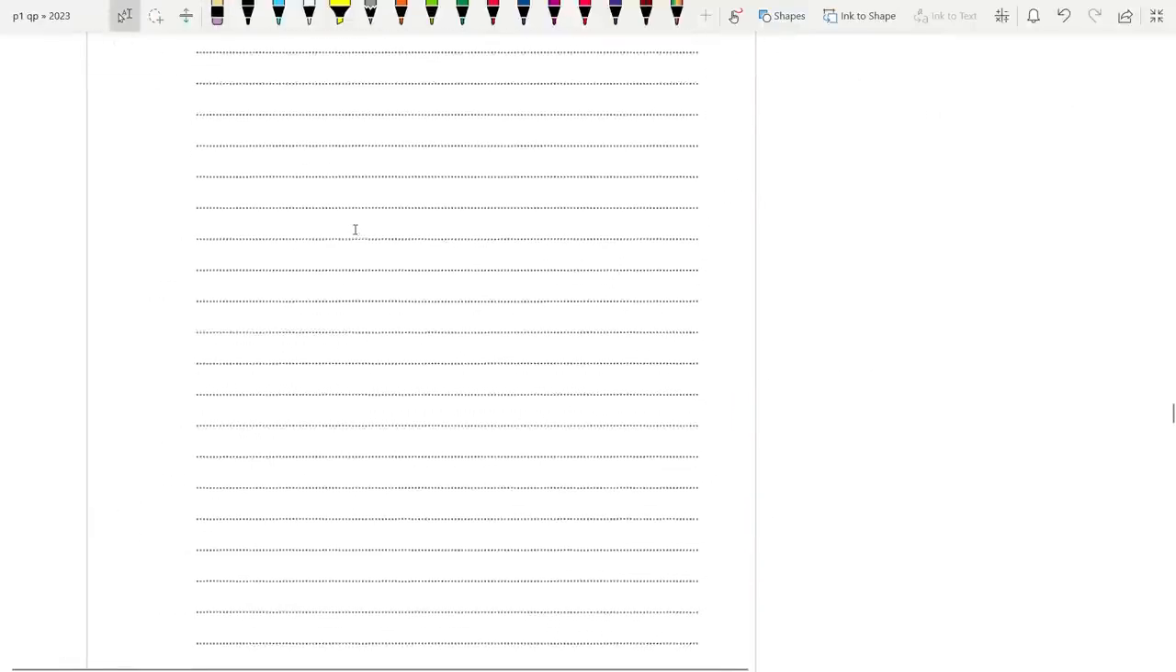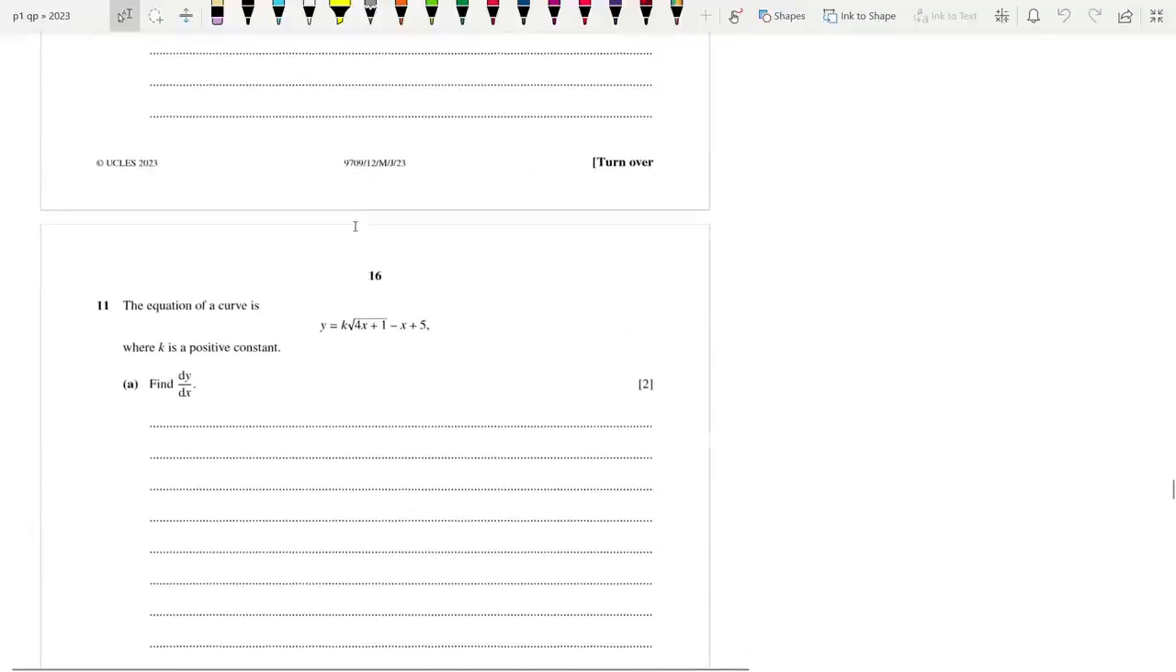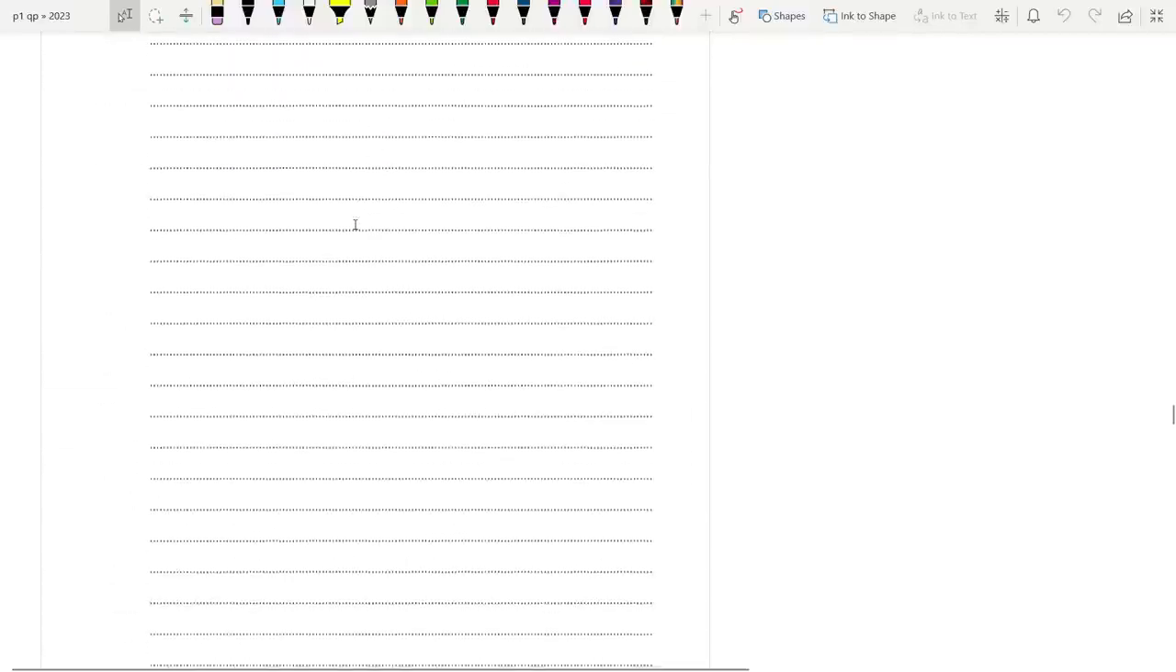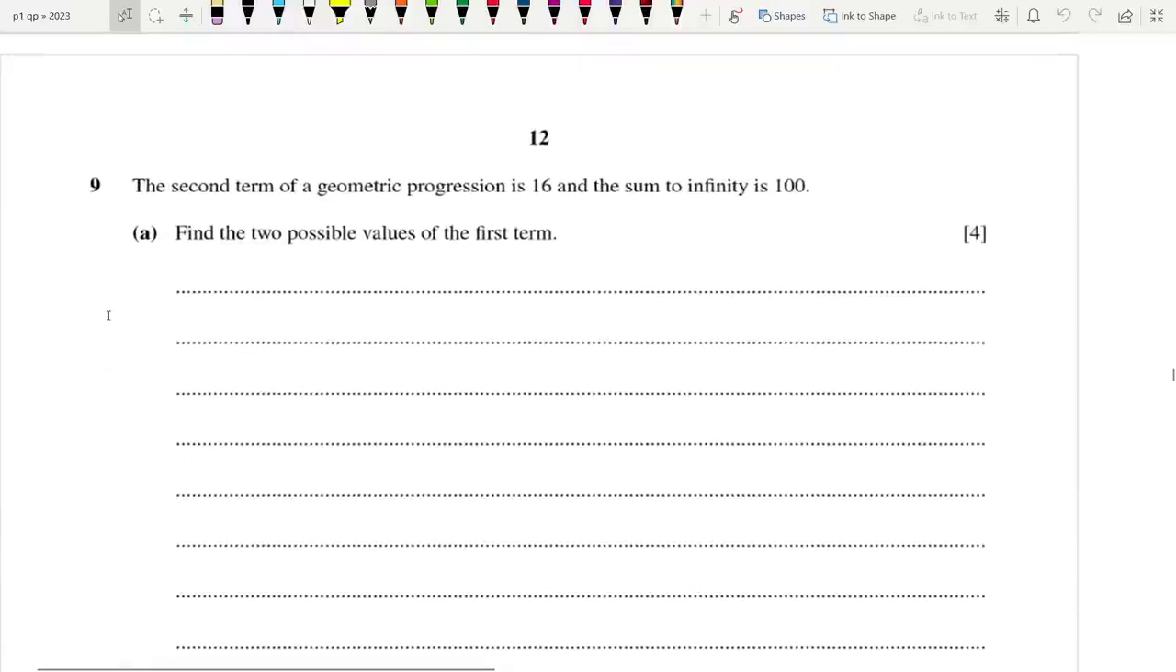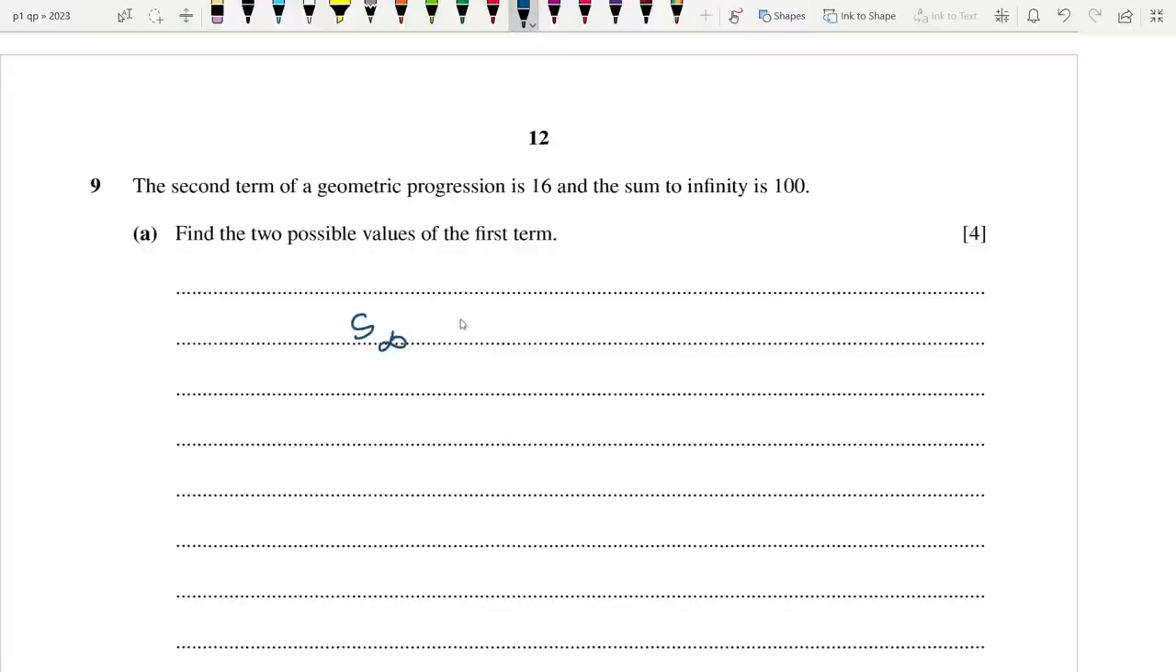Moving on to 9, 10, and 11. Last three. The second term of a geometric progression is 16 and the sum to infinity is 100. Okay, so we know that the formula for sum to infinity is a divided by 1 minus r. And the second term, t2, is ar to the power 1, right? That's the second term. So the second term is 16. 16 is equal to ar, and the sum to infinity is 100. 100 equals a divided by 1 minus r. So 100 into 1 minus r is equal to a.